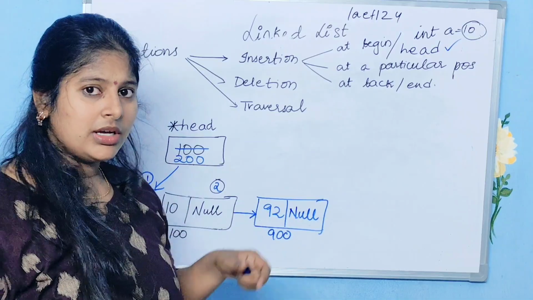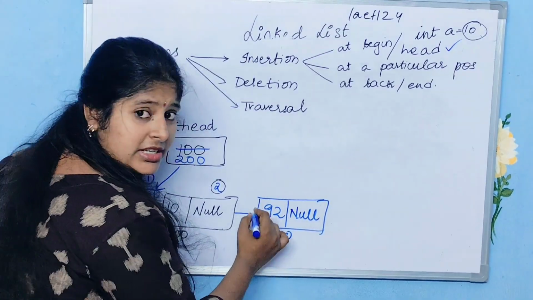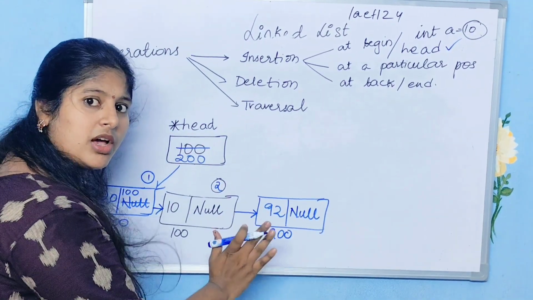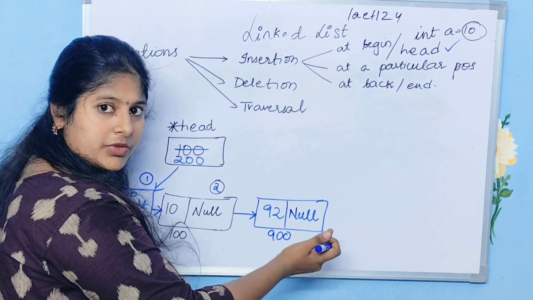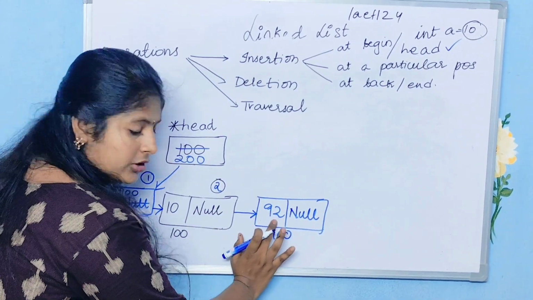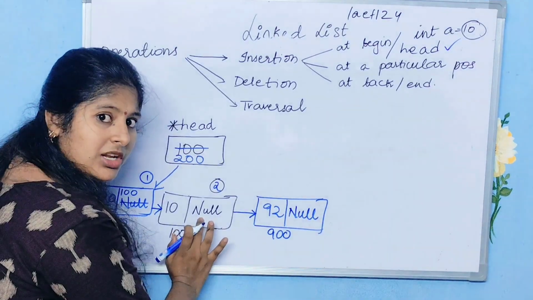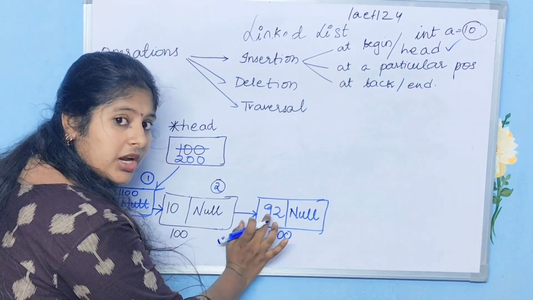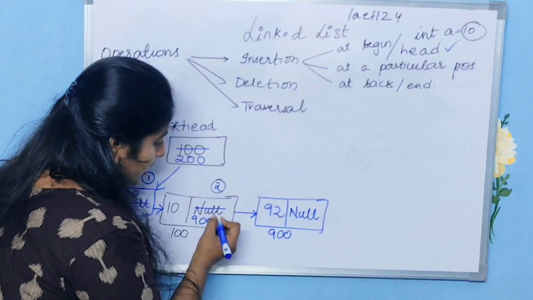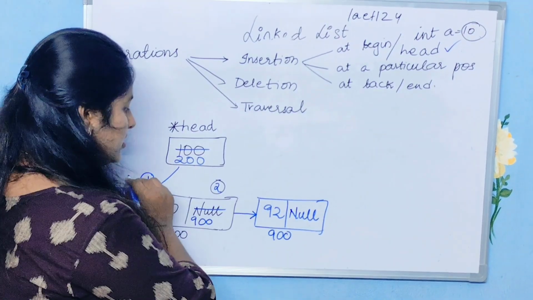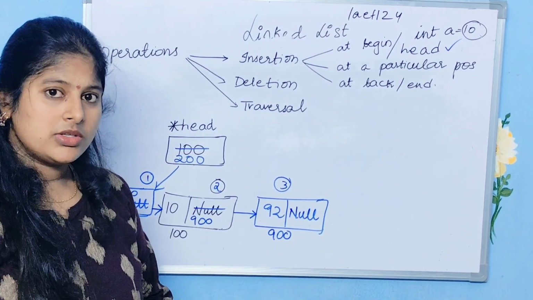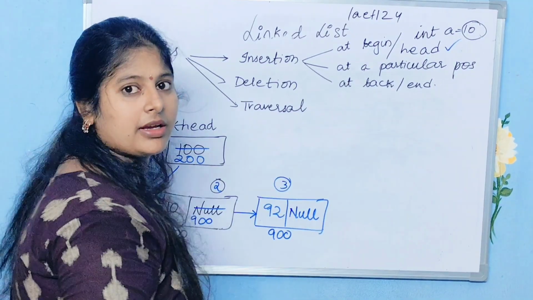I have added the element at the last. So my element is 92 and its address is 900. Okay. And there are no other elements after 92, so I have returned null at the next part. So after 10, my element is 92. So 10's next part will be storing the address of 92. What is the address of 92? 900. So I will be storing 900 over here. So this is in first position, this is in second position, and this is in third position. Okay. So this is called insertion at back.